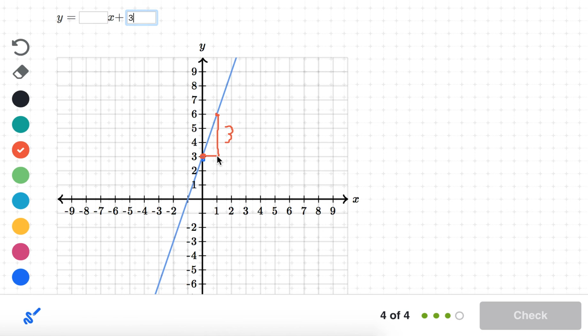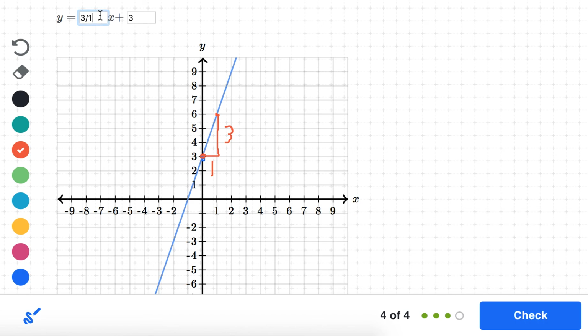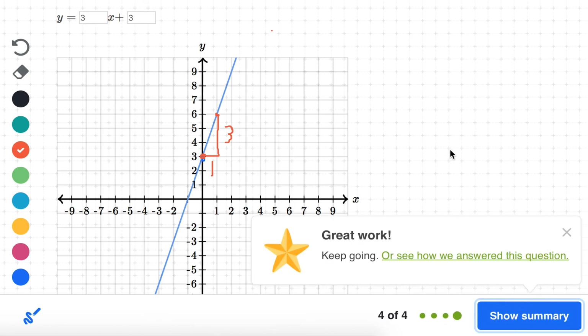The rise is 3, it's going up 3, it's going 1 to the right, so 3 over 1 x plus 3. It says you're almost there, your answer is almost correct, but it needs to be simplified. So they don't want you to put this 1 on the bottom. They want you to just write it as 3x plus 3. And that's how you do slope-intercept form on Khan Academy.